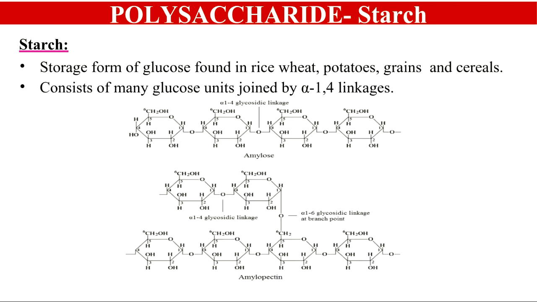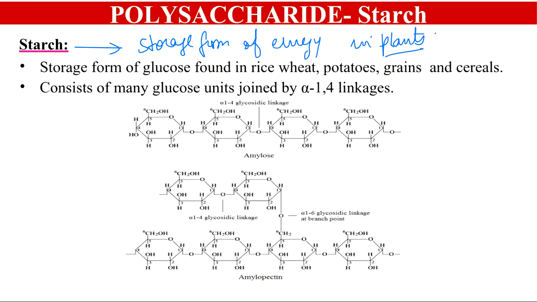Now coming to the structure of starch, starch is the storage form of glucose in plants. If someone asks you what is starch, you will say that it is a storage form of energy, or glucose, in plants. So in plants, the glucose is stored in the form of starch for obtaining energy for future use. As I just discussed in the previous slides, starch is basically composed of amylose and amylopectin.